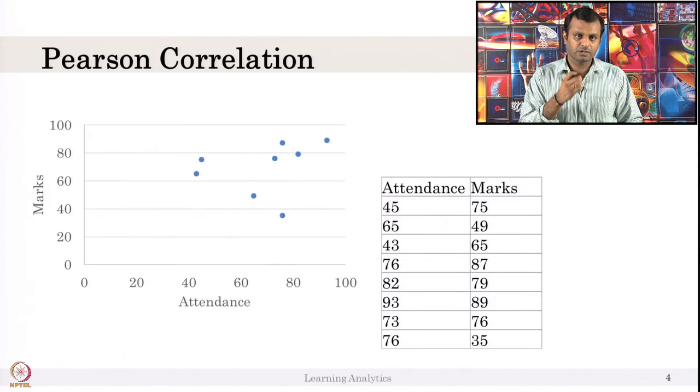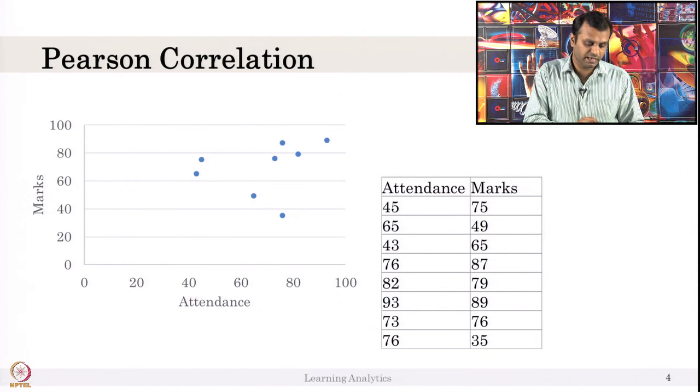Let us look at the Pearson correlation. If you remember, we had the marks and attendance of 60 students. This is a part of the student data. Say we have some 8 students' data here, and we plotted the attendance and the marks. Do you see there is a correlation between attendance and marks? It seems to be there. If the attendance increases, somehow the performance increases, except for these two values. We do not know why that happened, but there seems to be a relationship. So, the correlation coefficient will be positive because if attendance increases, the marks increase.